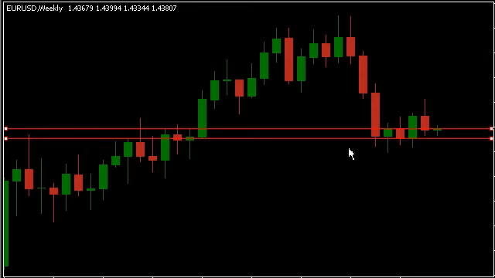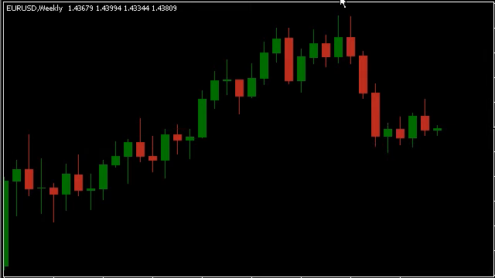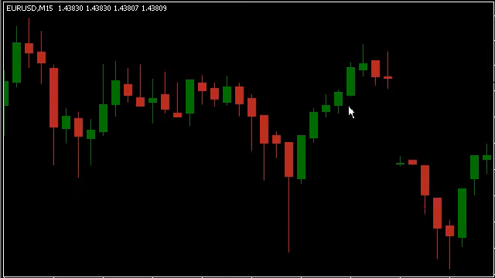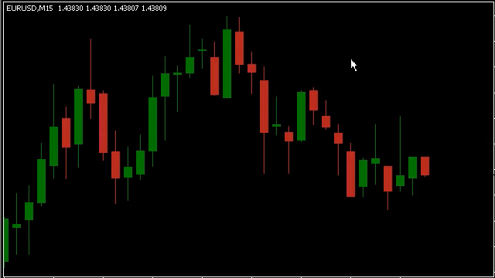For me, and for most intraday traders, we'd be doing the same thing, maybe down on the hourly time frame or the M15 time frame. So if we look at the M15, it's going to be a lot harder to draw some support and resistance lines, but I think you get the idea.